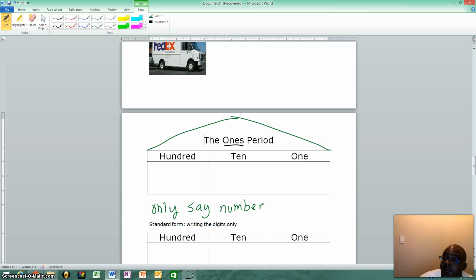Just like when we were looking at Walmart, FedEx, and stuff like that, we never said any last name. Because remember, the ones are cool. They're the cool kids. So they always have the shades on because they're always cool. And if we have the number 363, which we're going to be using a lot, we just say 363. We don't say 363 ones because remember, the ones are cool.